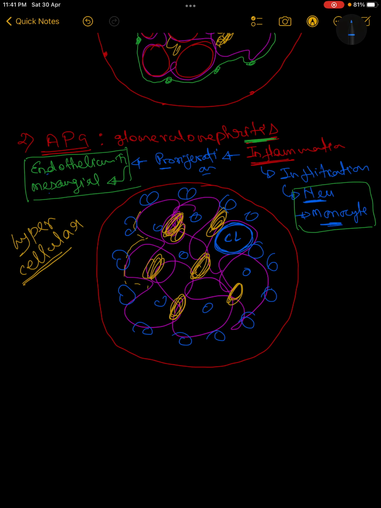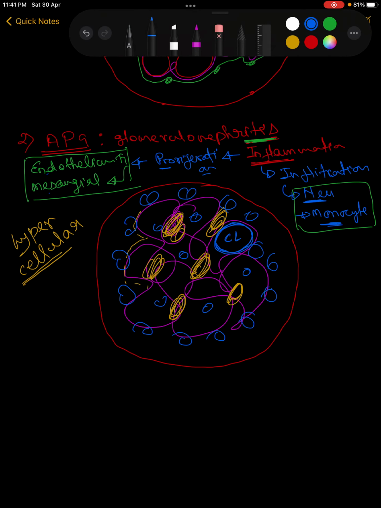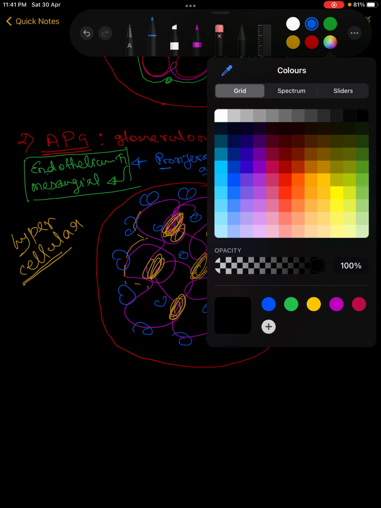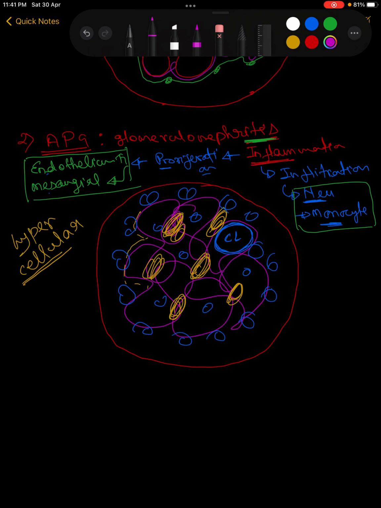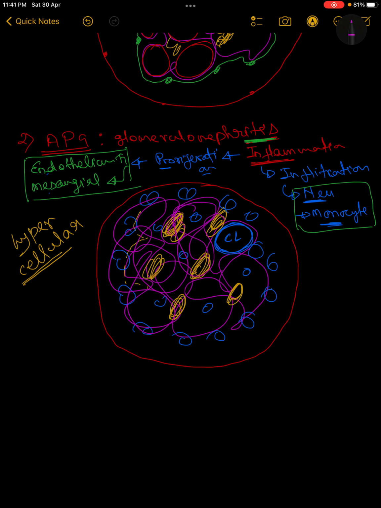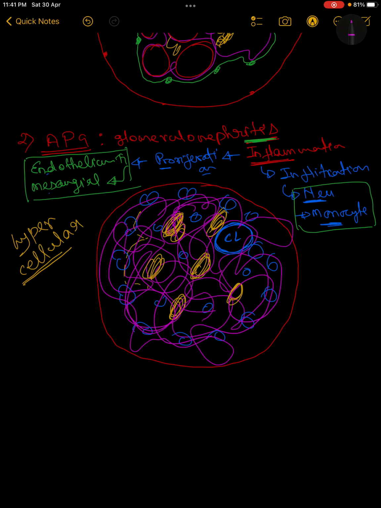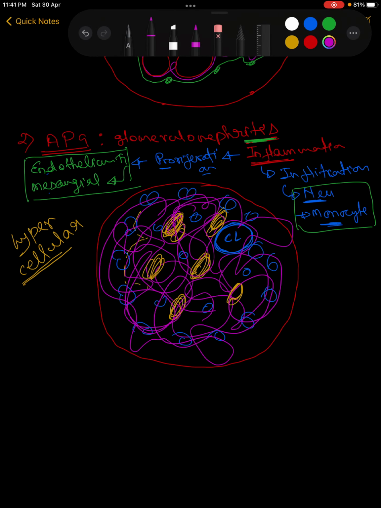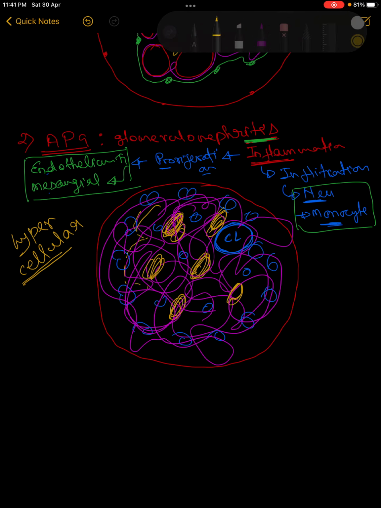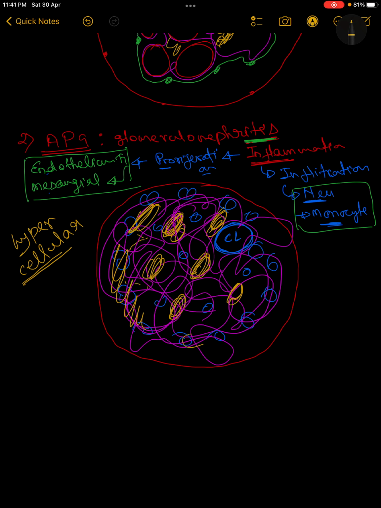Now the second point is proliferation. Proliferation of what? Endothelium and mesangium. The endothelium starts proliferating, and this is how we will represent it. As well as the mesangium, which also starts proliferating. So this is what you will get in a histological slide.